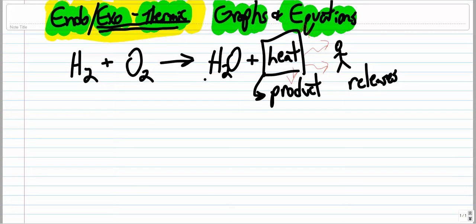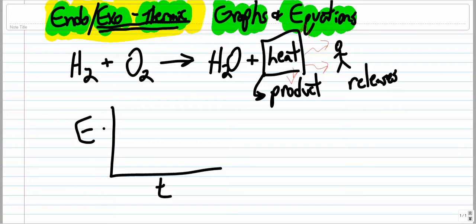So what would this look like as a graph? If we graphed energy versus time, we would see that since it lost heat energy to the environment, the heat energy went out to the environment, we would say that the products have less energy than the reactants. So to get this reaction to happen, you have to add a little kick, a little spark or a flame or something. And when you add that little kick to get it going, that's called the activation energy. That's why there's this little hill here.